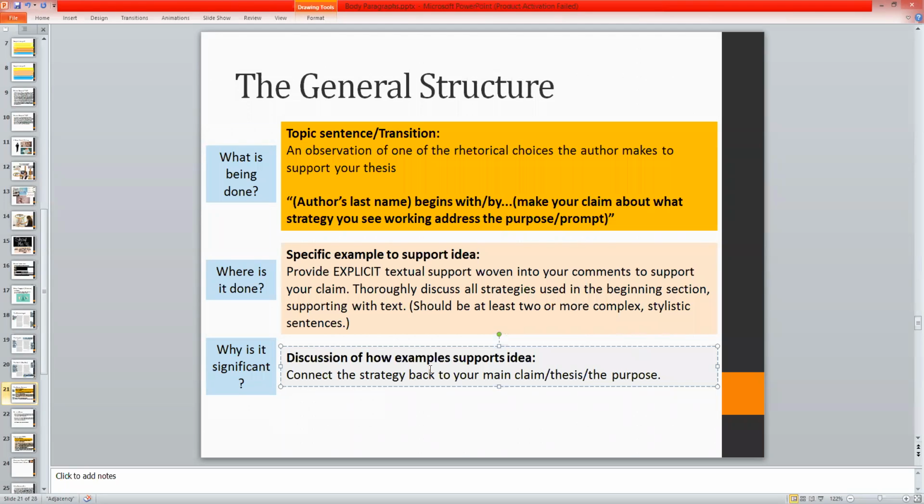So if you want to summarize a body paragraph, just tell us what's being done, where you see it being done, and why it's significant to the overall cause. Once you have that down, boom, you're good to go.